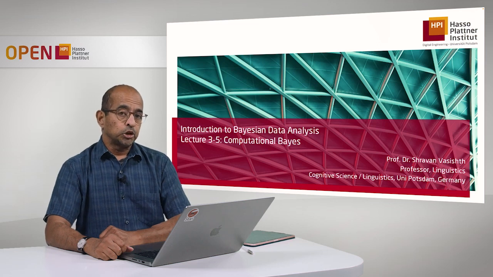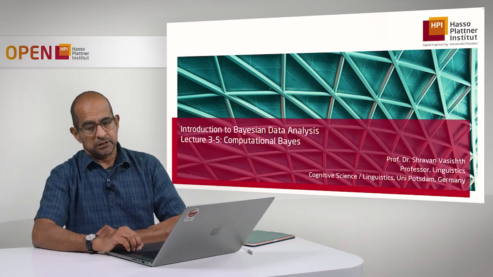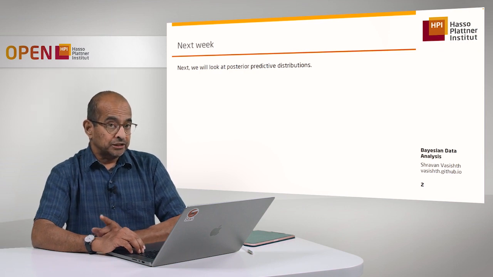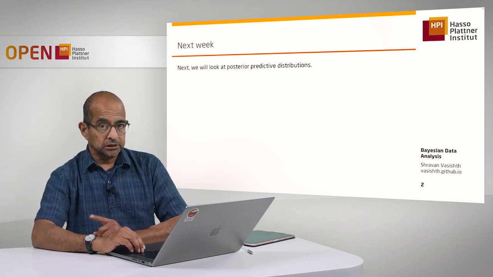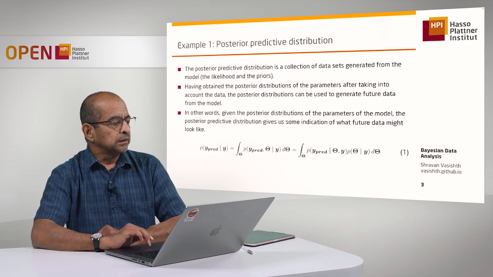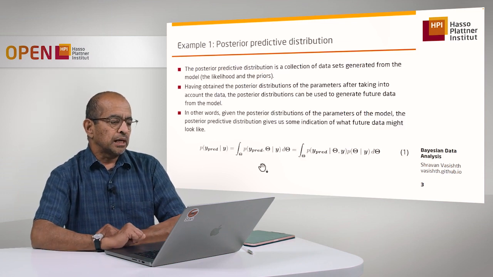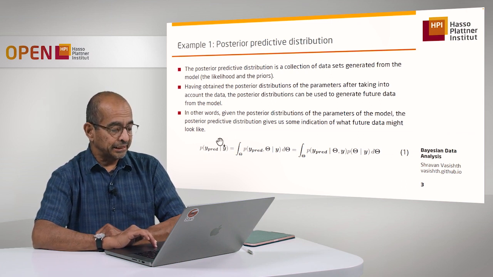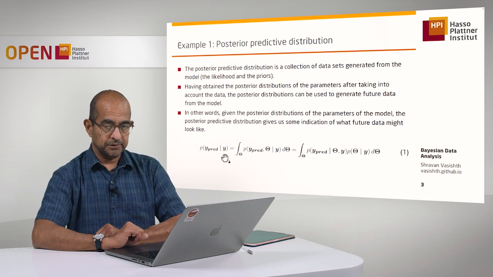Now let's take a look at posterior predictive distributions. These are in contrast to prior predictive distributions that I discussed earlier, right? So what we are going to do now is that, having seen the data, we are going to generate new data, distributions of new data. So that's what I'm calling Y-pred here, given the observed data, right?